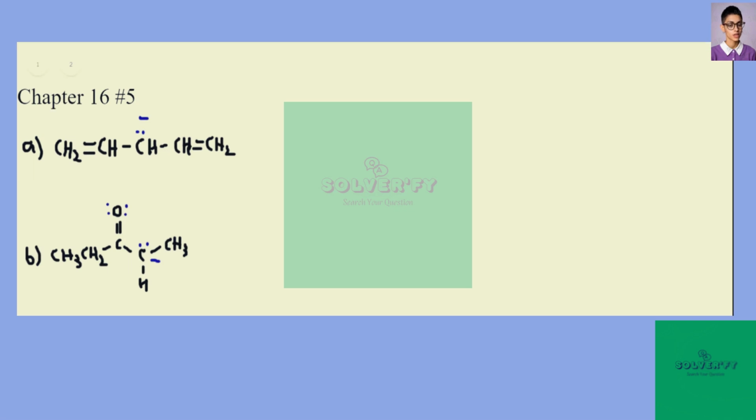This is the answer to Chapter 16, problem number 5 from the Smith Organic Chemistry textbook. This problem asks us to draw additional resonance structures for each of the 4 ions that were given in the problem. In order to do that, we are going to move electrons. For A, we can draw 2 more resonance structures.